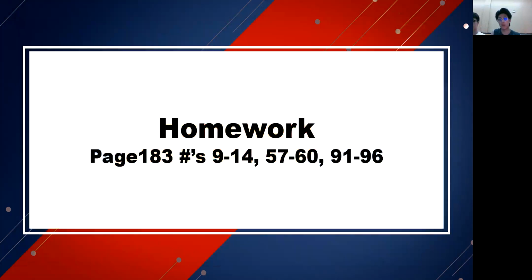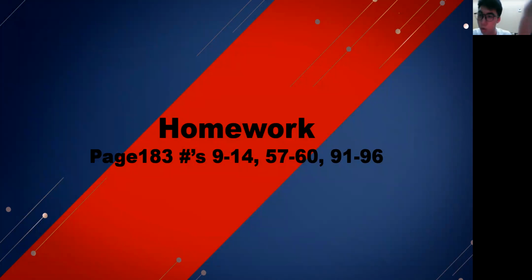Okay, for the rest of the homework, let's welcome Nemo to explain to us. In this part, I'm responsible for analyzing the homework for you. The homework is on page 183, questions 9 to 14, about 6 questions of solving the functions, and 57 to 60, which are basically about the graphs and how they behave. We have about 91 to 96, which are basically true or false questions. So let's get into it.